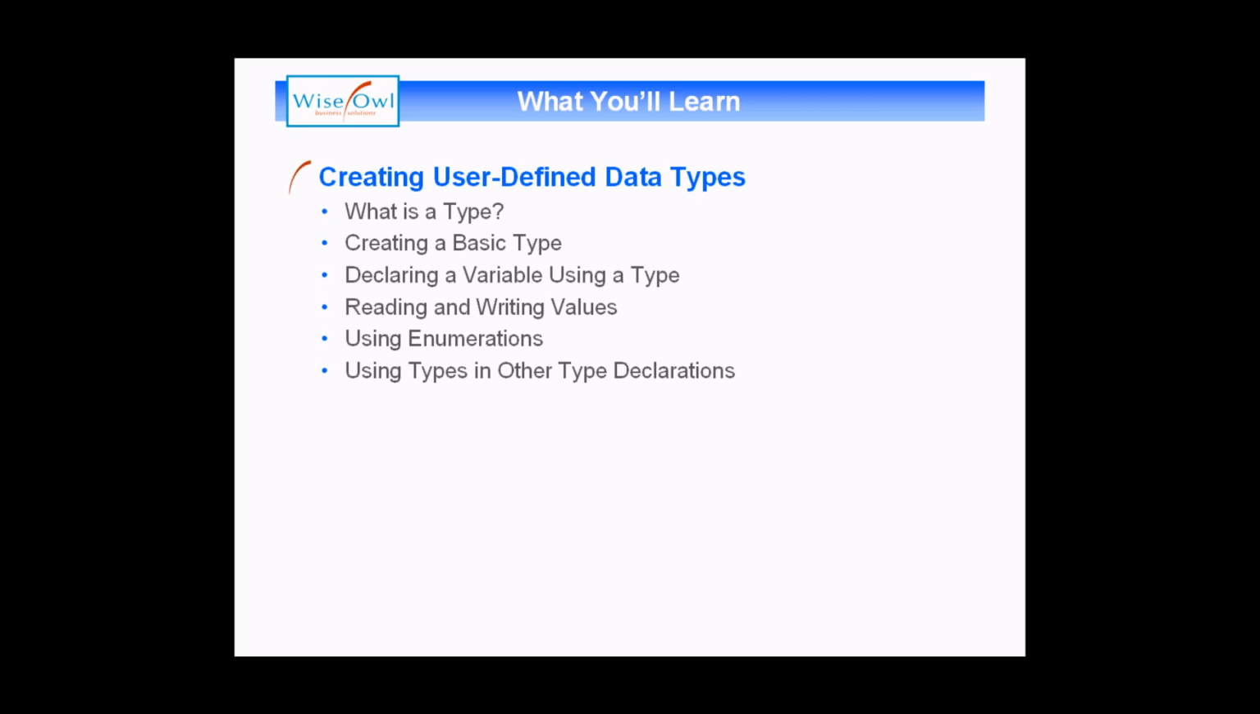Once we've done that, we'll show you how you can declare a variable which uses that type, and how you can both read from and write to that variable. We'll spend a short time looking at how you can combine enumerations, something we've covered in a previous video, with your type declarations. And also, to finish the video, how you can use a type that you've declared in further type declarations to create sort of a nested type declaration effect. So there's a few things to cover. Let's get started.